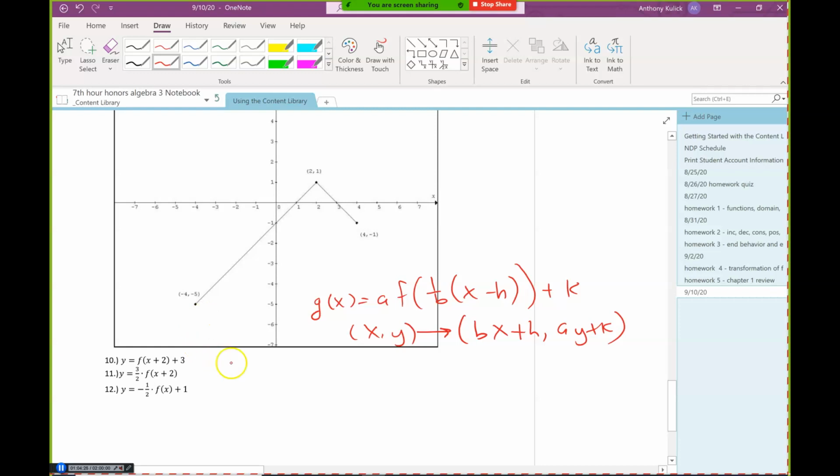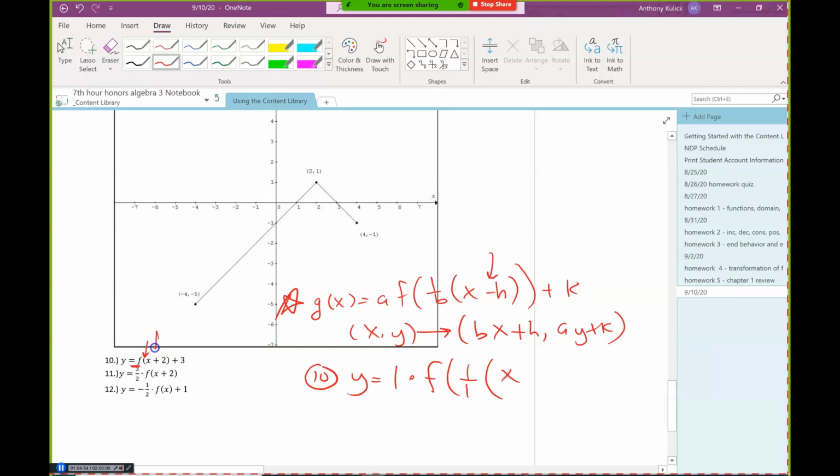So if I take, for example, number 10, and I try to write it in this transformational form, I don't see any number out front of the f. The number that's out front of the f when there's no number there, because it's multiplication, would be a 1. Similarly, there's no number out front of the x here inside of my parenthesis. So that would just be a 1. I'll write it as 1 over 1.